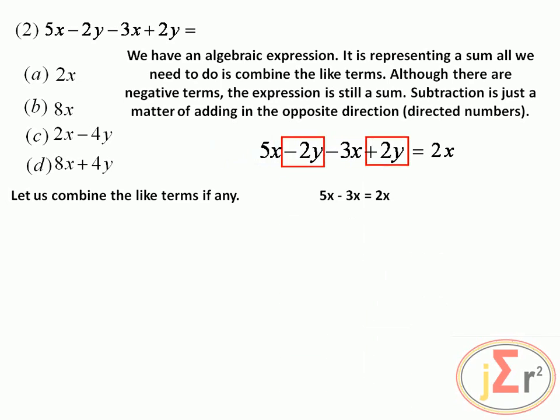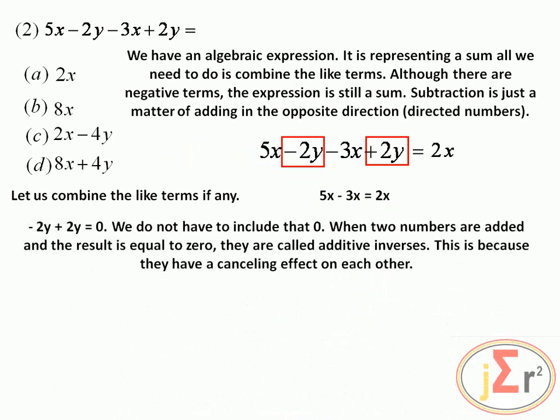What about this one? Negative 2y plus 2y is equal to 0. We do not have to include that 0. When two numbers are added and the result is equal to 0, they are called additive inverses. This is because they have a cancelling effect on each other. So the negative 2y and 2y together will add to give 0. They are additive inverses. The correct answer is option A.